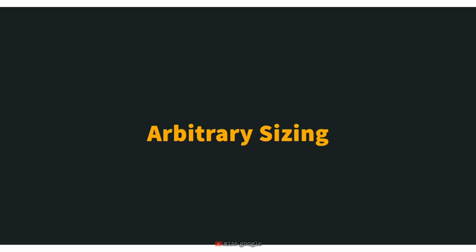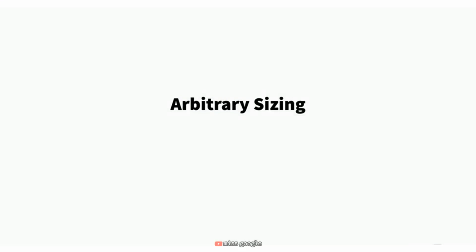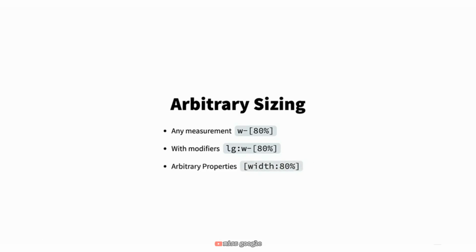Although the built-in sizes for content is great, one of the best features in Tailwind is the ability to let you specify your own custom sizes. This is pretty easy. You can use just about any measurement that you would use in CSS. You can also use this with any of the modifiers to control how things work in different instances. So here, for example, I'm saying that at the large breakpoint, I want to change the width of this element to 80%. You can even use this to create a custom class.